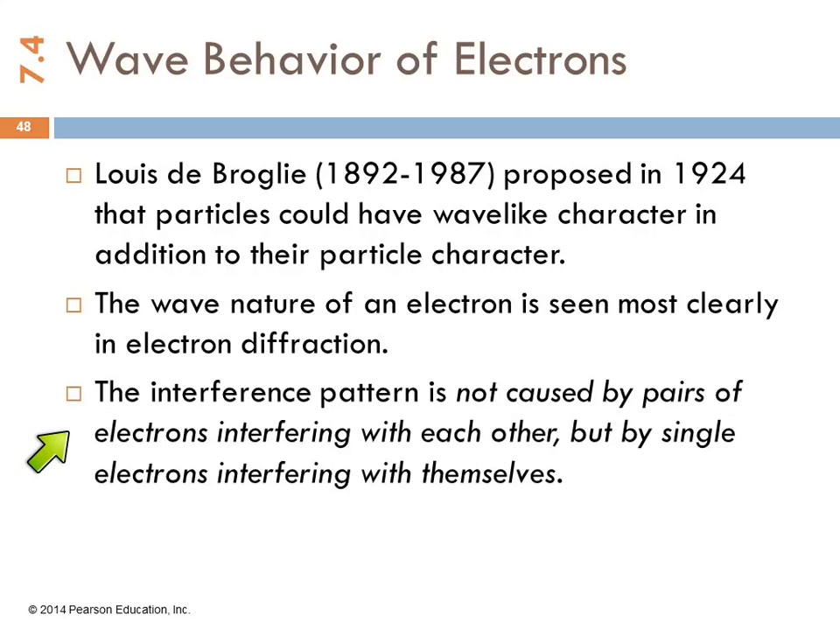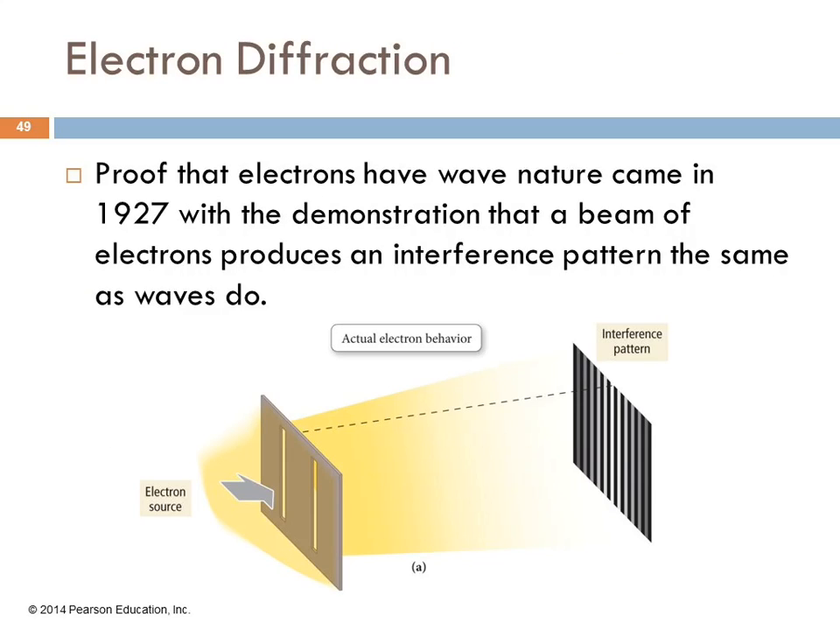What's important to understand, and is a little mind-boggling, is that the interference pattern is not caused by pairs of electrons interfering with each other, but by single electrons interfering with themselves. Yeah, how does that work? That's an excellent question. So here's the idea. You have two slits and an electron source, and you pass electrons through the slits. And what you get is an interference pattern very much like that of the light.